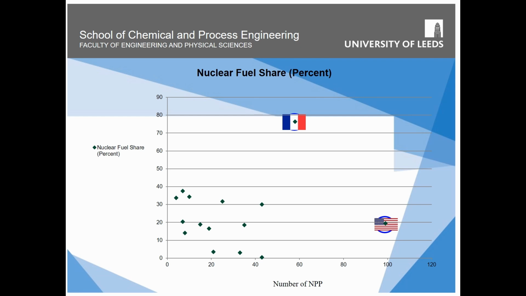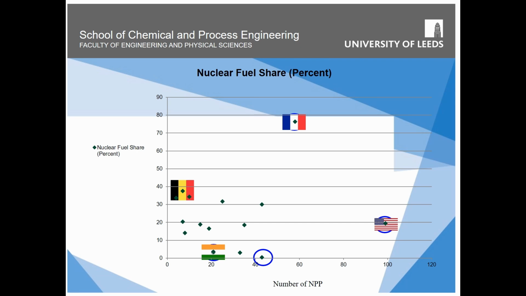Some interesting other countries. There's another country that uses a lot of its power, nearly 40% of its power comes from that, but very few nuclear power plants, so it's only a small country. It's Belgium. They've very much closely aligned themselves with the French in terms of developing their civil nuclear industry. We've got a country there that has over 20 nuclear power plants, but very little in terms of the share. That's because it's a very big country. That's India.